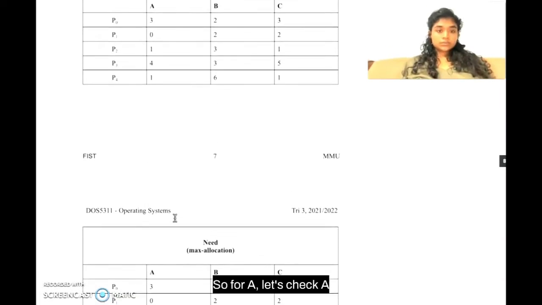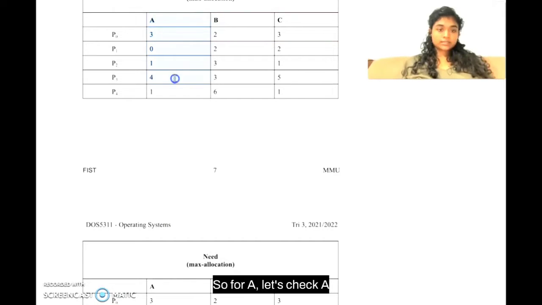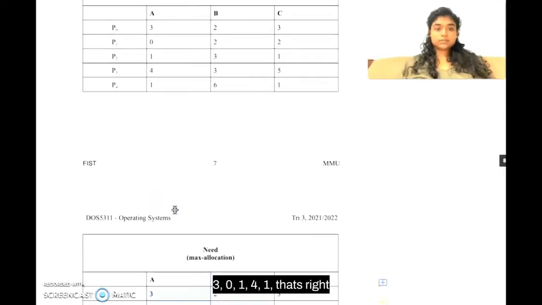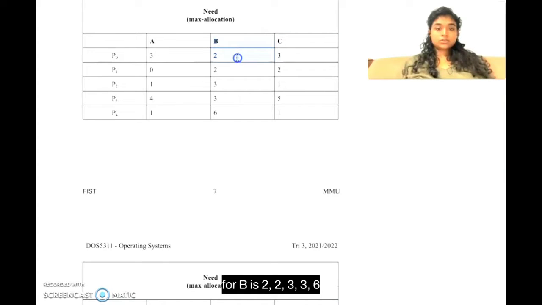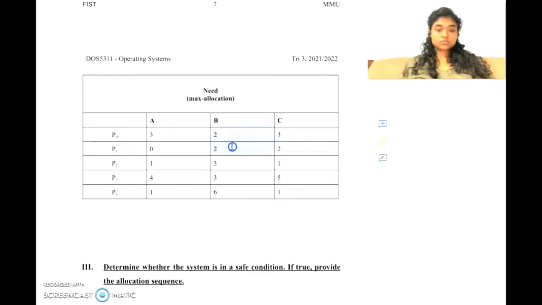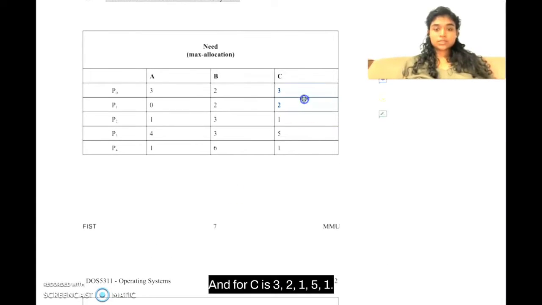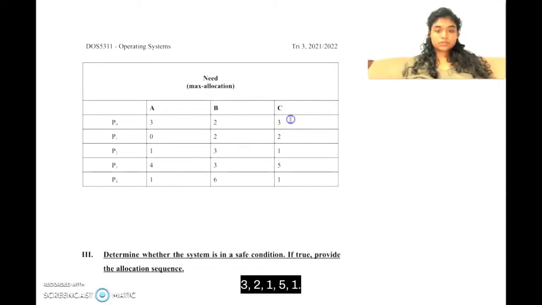Let's check A. It's 3, 0, 1, 4, 1. Let's check here. 3, 0, 1, 4, 1. That's right. For B, it's 2, 2, 3, 3, 6. Check. Correct. And for C, it's 3, 2, 1, 5, 1. Also correct.